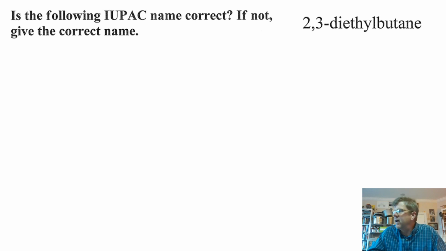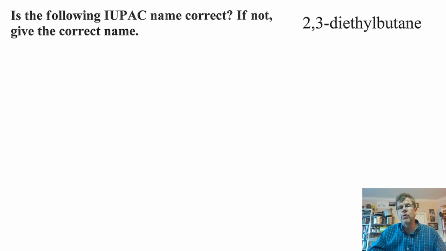Here's another way of coming at this nomenclature business. What if we're asked to determine the veracity or the truthfulness of a particular name, such as the following? Is the following IUPAC name correct? 2,3-diethylbutane. If not, give the correct name. There's really no way to figure this out because it seems correct. No way to figure it out other than drawing this.